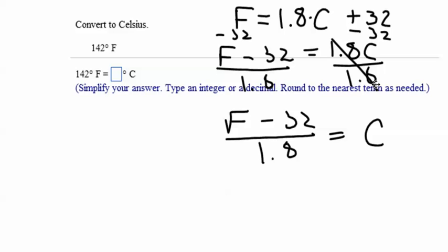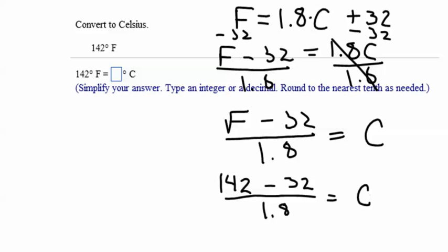Again, I would not memorize both of those formulas. I would memorize the easier one, the one on top, and then just solve for C in the formula if you're given a degrees Fahrenheit. So now we could put 142 in for F, which we could have done originally, but we'll do it now. So we'll put 142 in for temperature Fahrenheit, take away 32 of those degrees, and divide it by 1.8, and that will give us the equivalent degrees Celsius.